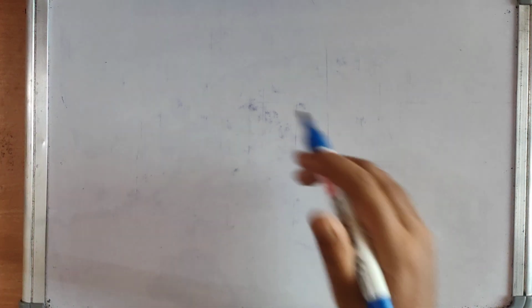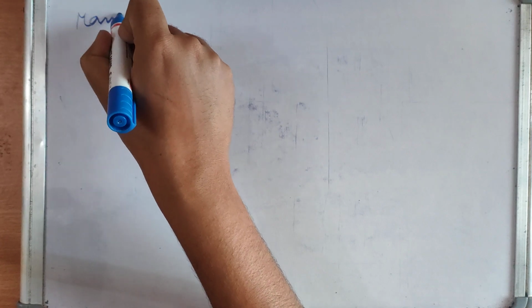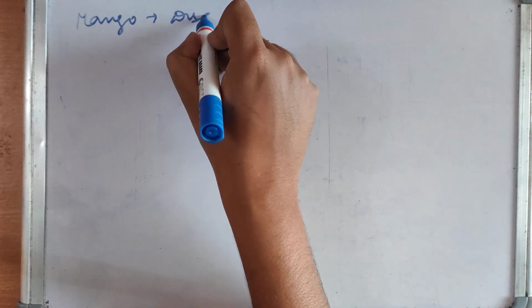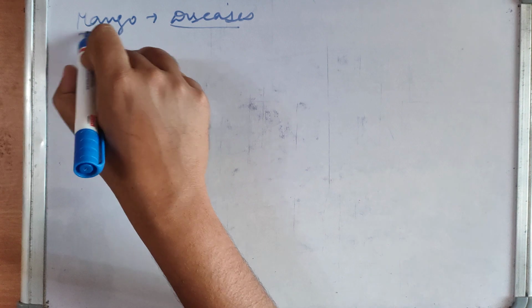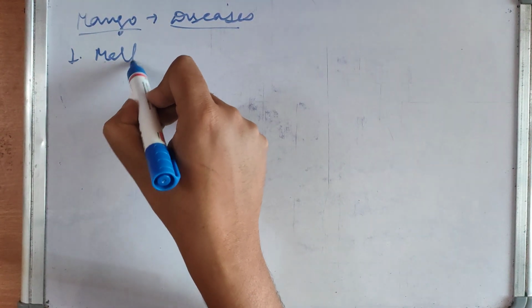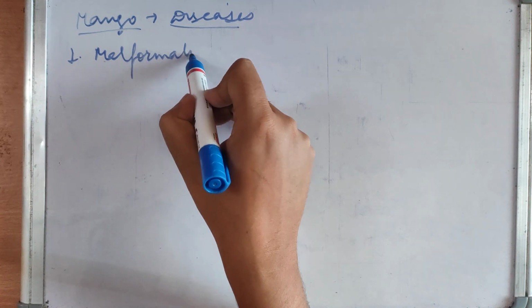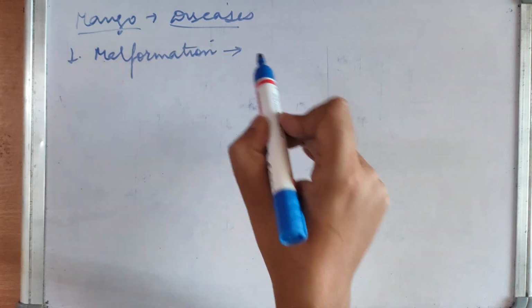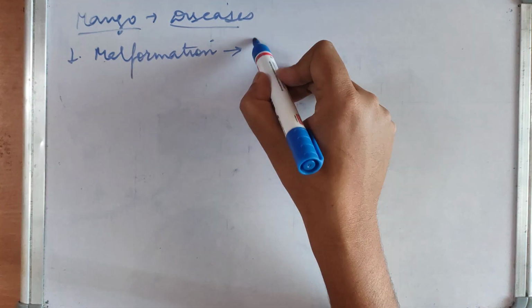Now moving on, major diseases of mango and their control. We have discussed major pests of mango. Now major diseases of mango and their control. So the first major disease is mango malformation. Here we can do pruning.